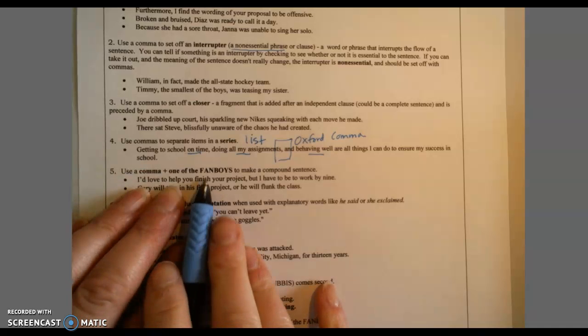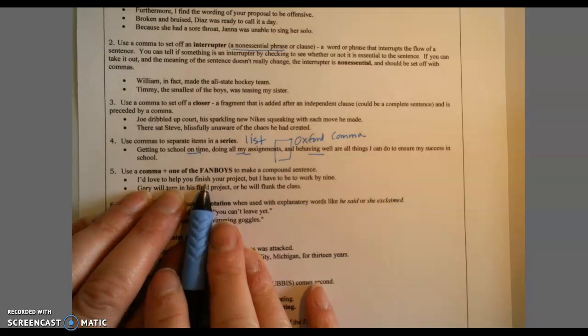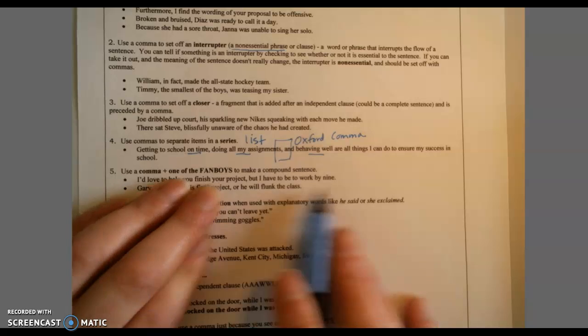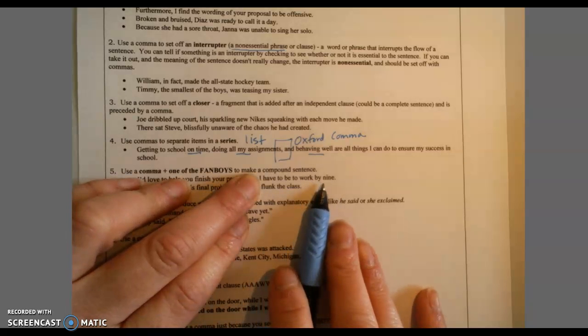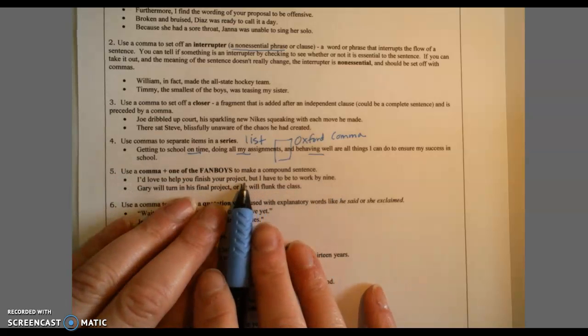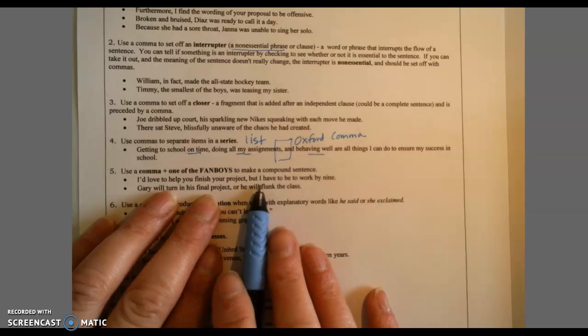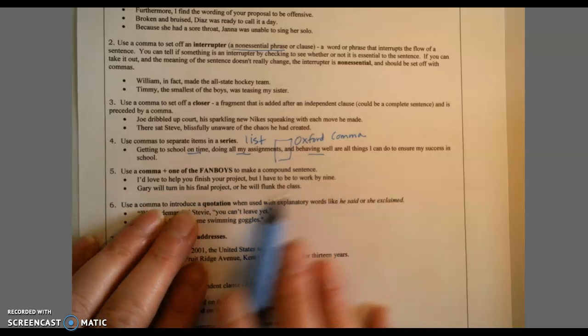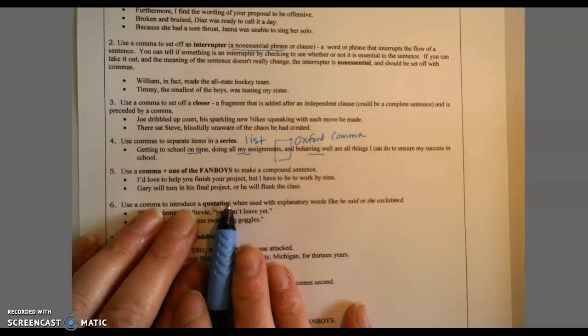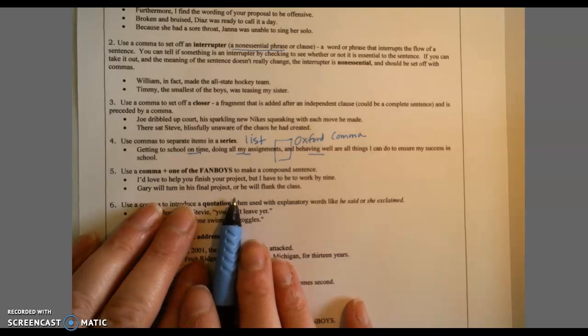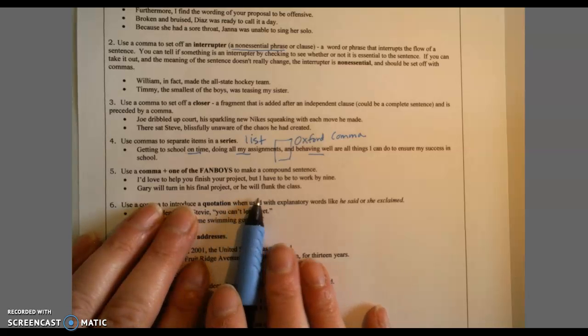We use a comma plus a fanboys to make a compound sentence. I'd love to help you finish your project is a sentence. I have to be at work at 9 is a sentence. I want to join them together, so I use a comma but. I'd love to help you finish your project, comma, but I have to be to work at 9. Here's another example using or. Gary will turn in his final project, comma, or he will flunk the class.